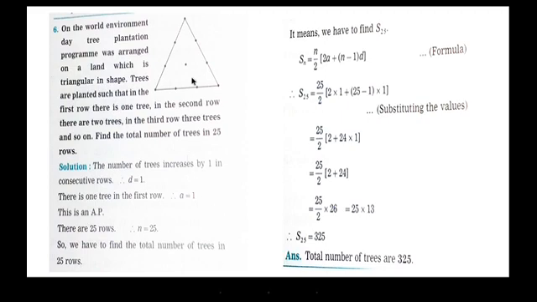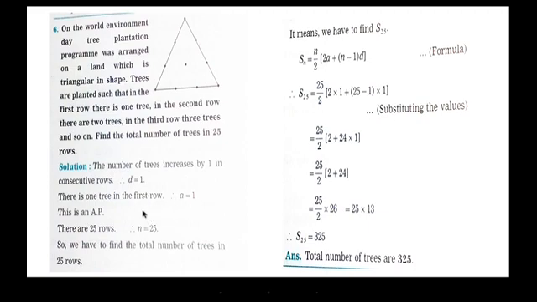Okay, so the trees are planted in rows. The land is triangular. So in the first row 1 tree is planted. In the second row 2 will be planted because in every row the trees are increased by 1. In the third row 3 will be planted and so on. Okay, so now the number of trees increase by 1 in each consecutive row. So D will be equal to 1. In the first row 1 tree was planted, so A is equal to 1.